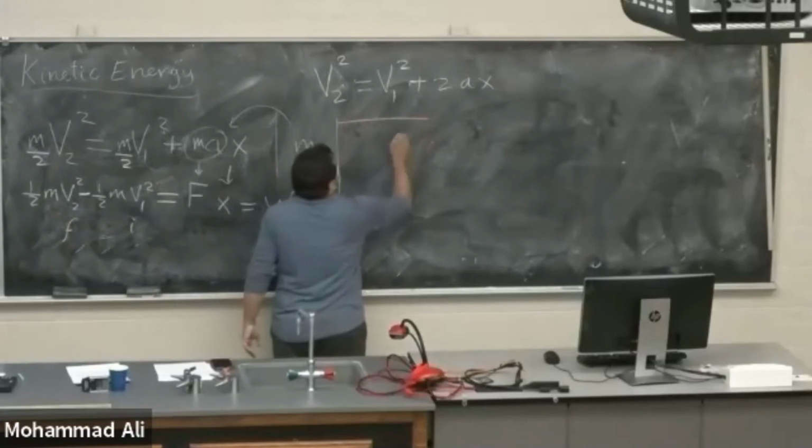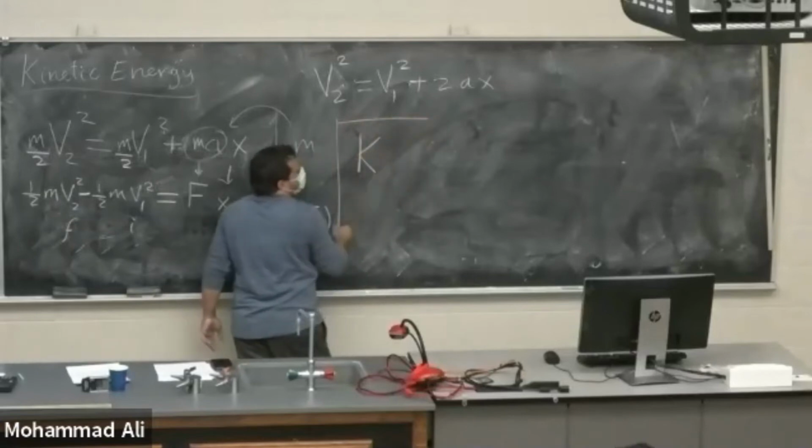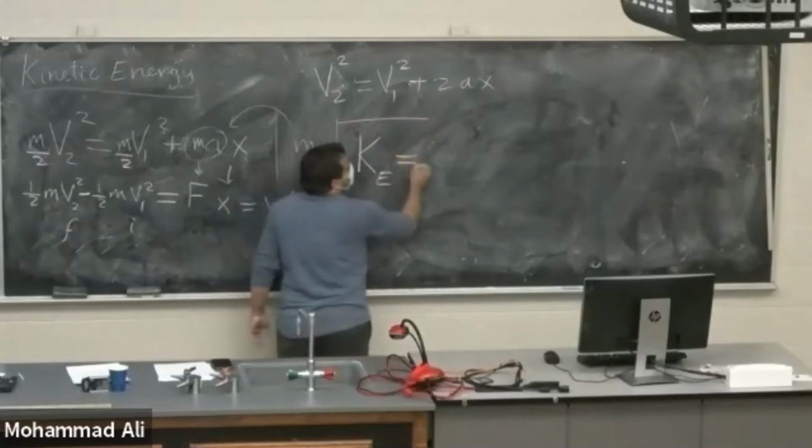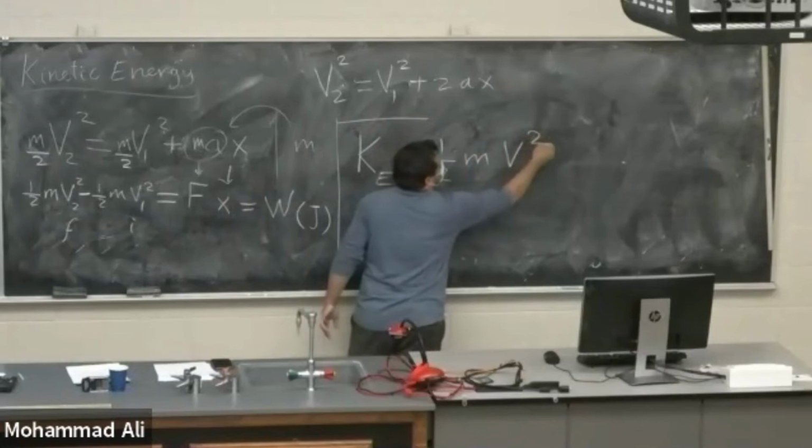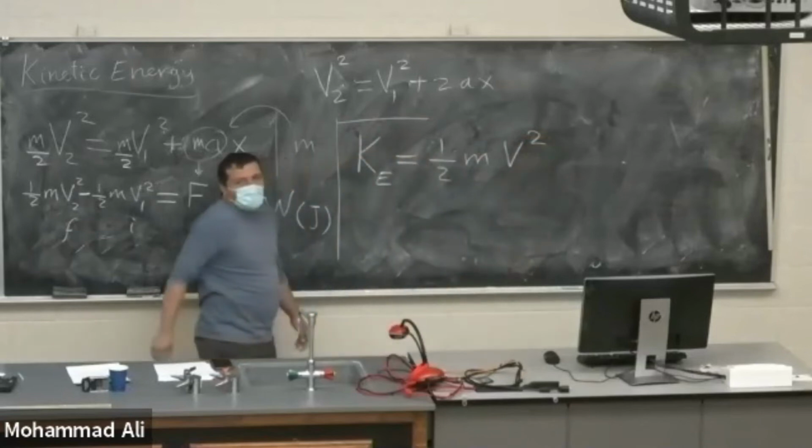The kinetic energy, we name it K, sometimes you put E as a subscript, is equal to 1/2 multiplied by the mass multiplied by the velocity squared. This is the kinetic energy.